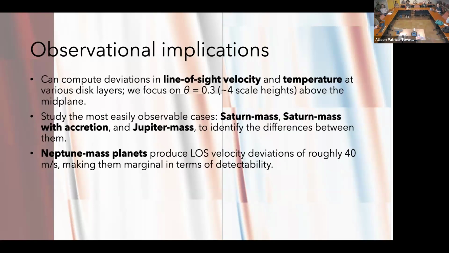Now, if you want to look at some observational implications, I didn't go all the way and do radiative transfer calculations since it's still early in the evolution of these spirals. But I felt it would still be helpful to provide some kind of product to compare. I picked the 3 most relevant cases: Saturn mass, Saturn mass with accretion, and Jupiter mass. Neptune mass planets are too small to make a major observational impact, I think. I also looked at a higher layer than the ones I've shown you earlier, so basically Z over R of 0.3, about 4 scale heights above the midplane.